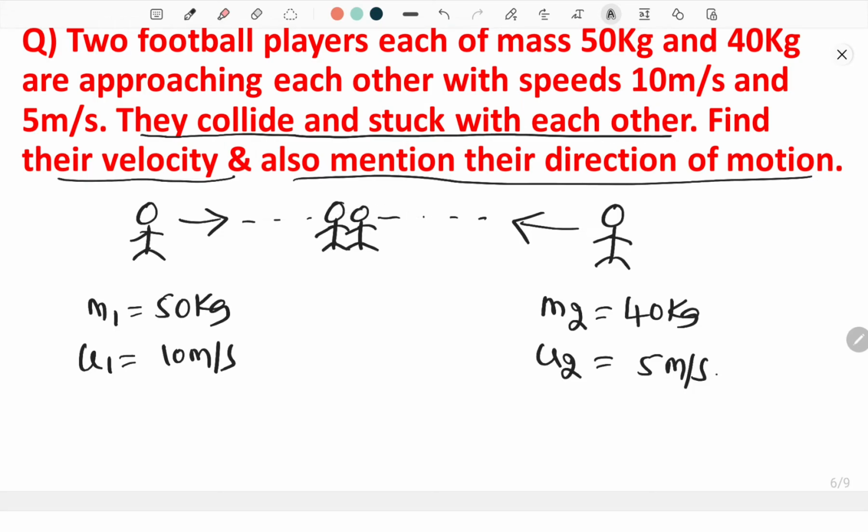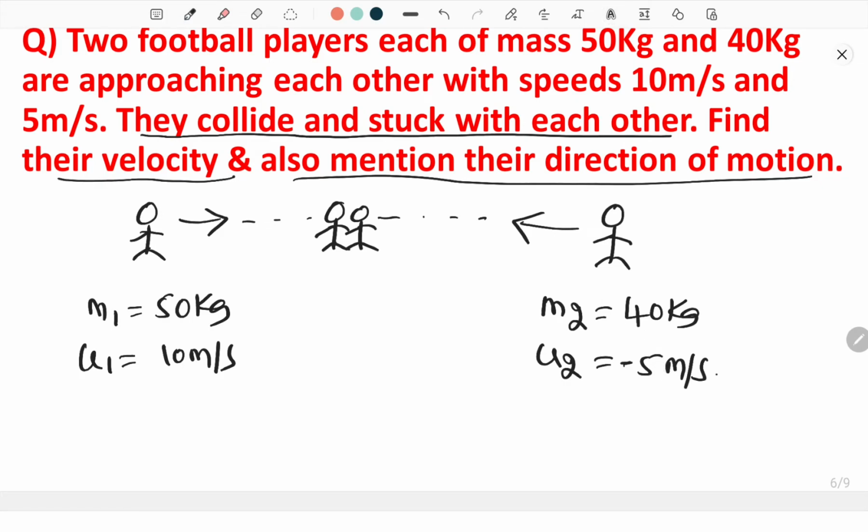All right, and one more thing you have to be very careful about here. You have taken this as 10 meter per second, no? You have to take this as minus 5 meter per second. Then only will you get the right answer. Why? Because this football player is moving from left to right and this football player is moving from right to left. So if one is taken positive, another has to be taken negative.